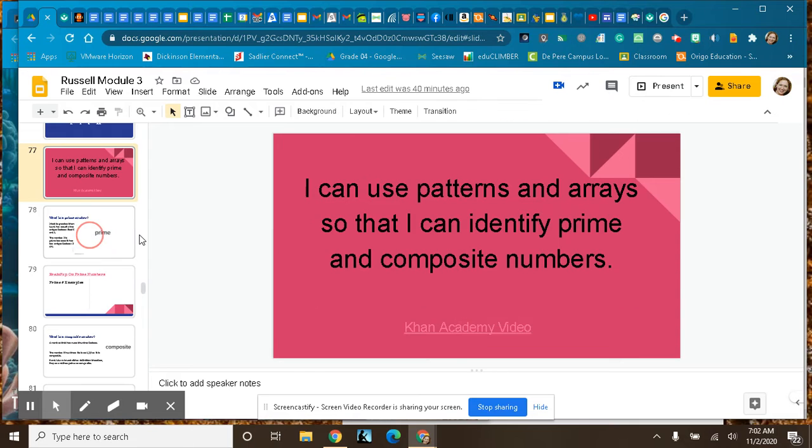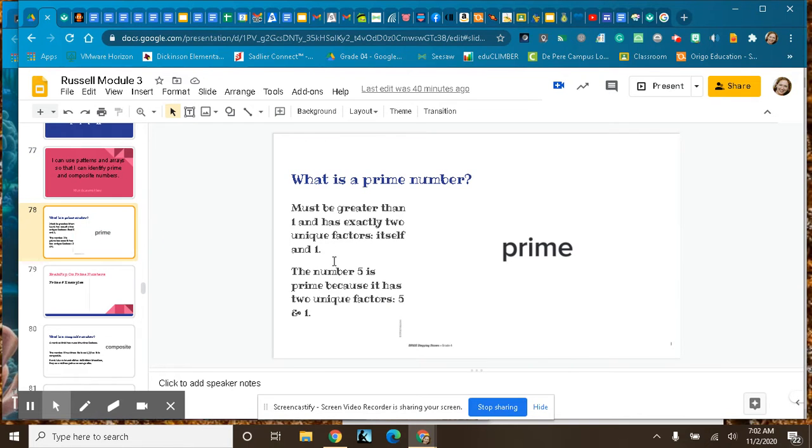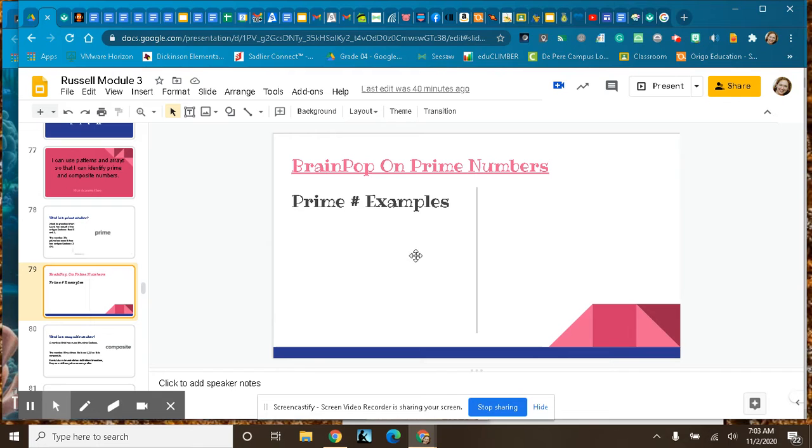Okay, so let's take a look. We just went over what a prime number is. A prime number must be greater than 1 and have exactly 2 unique factors, itself and 1. The number 5 is prime because it has 2 unique factors, 5 and 1, and that's all it has. So let's take a look at our BrainPOP on prime numbers.